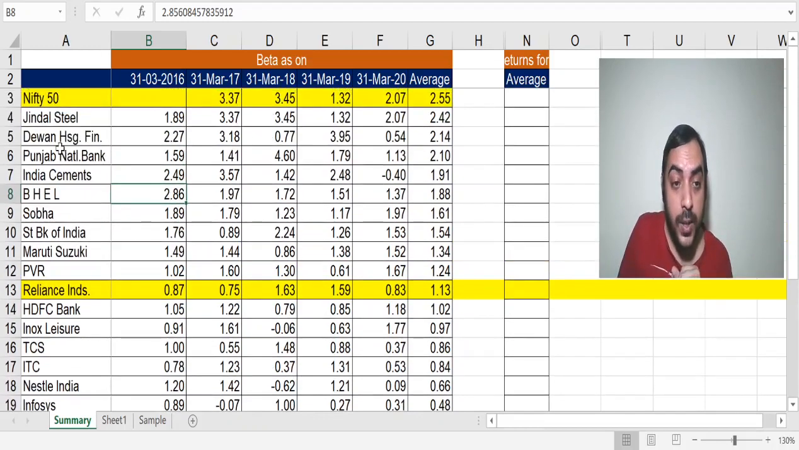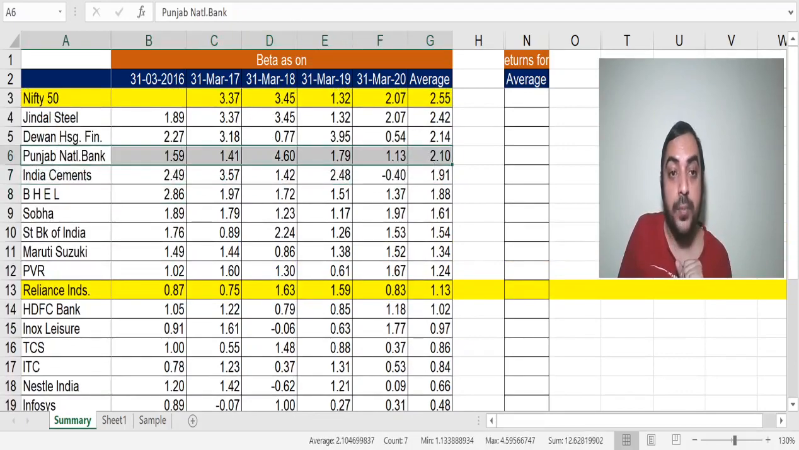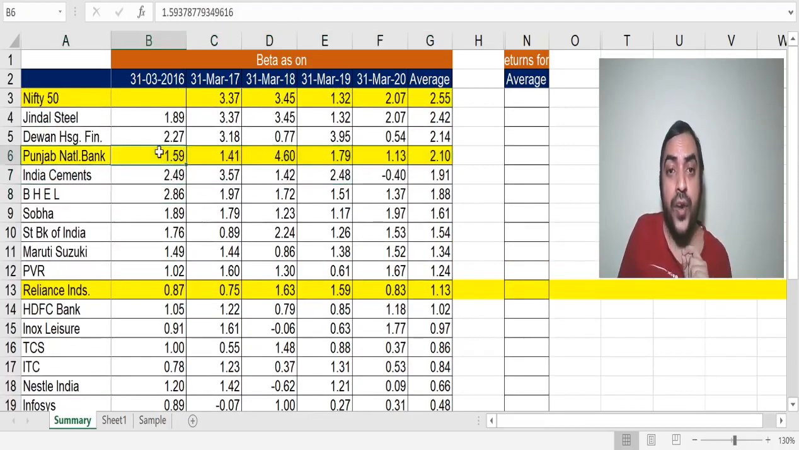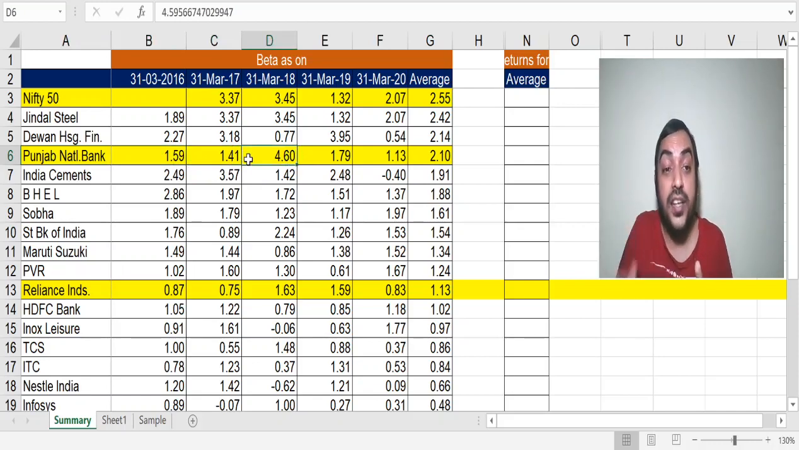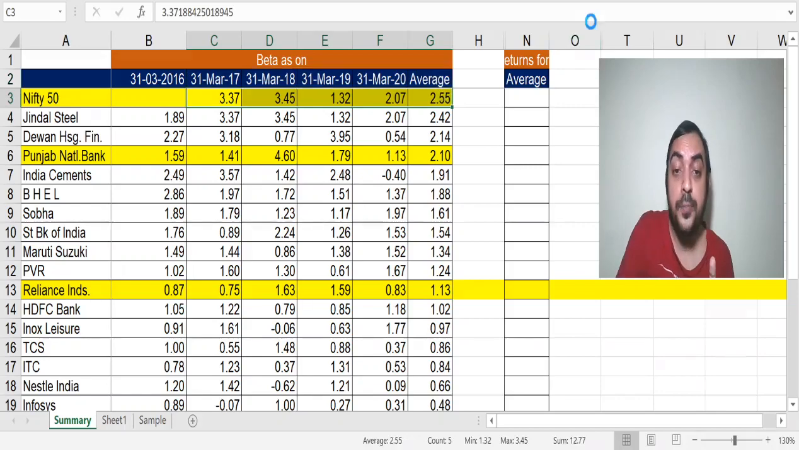Please observe Punjab National Bank, for example. It was 1.59, little riskier than the market. 1.41 in that range. Then 4.6 suddenly. 4.6 is higher risk. Things have changed. You understand, my dear friends, what is really happening over there?